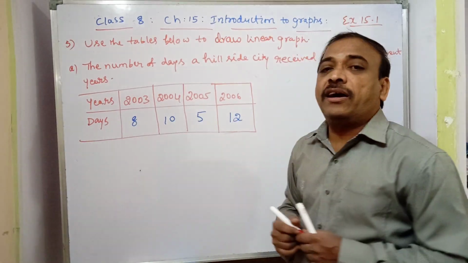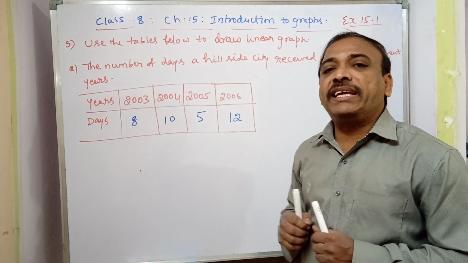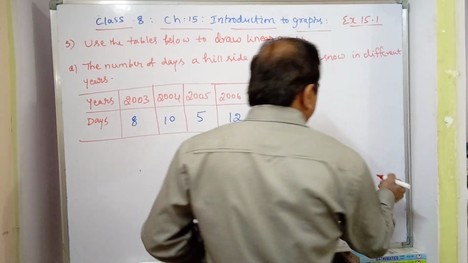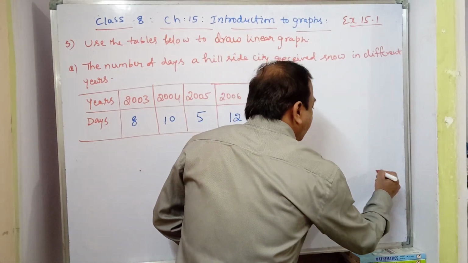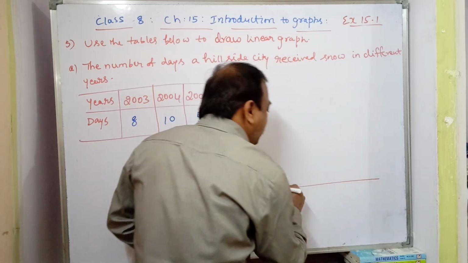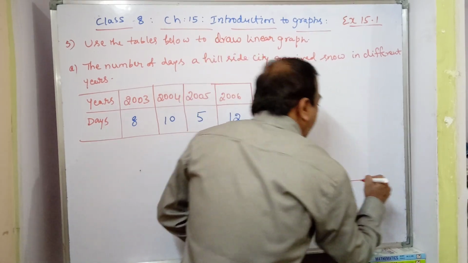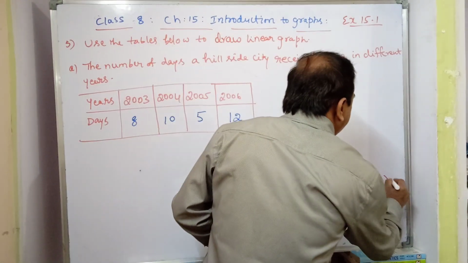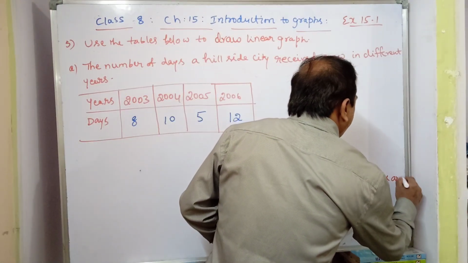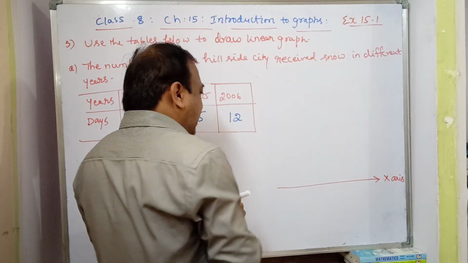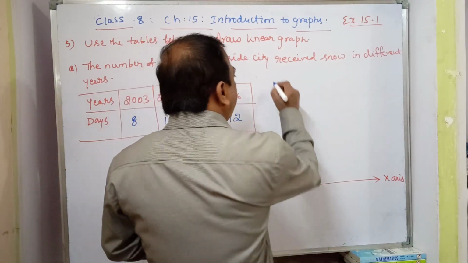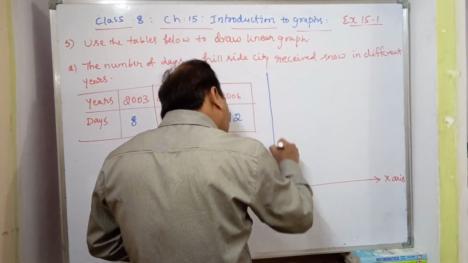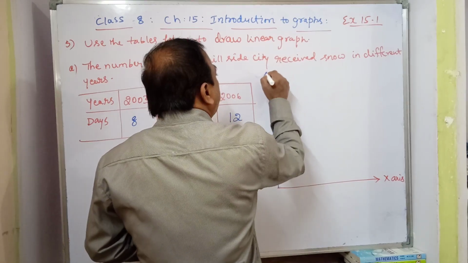So years we take on the x-axis and number of days we take on the y-axis. Observe the figure, how we are representing it graphically. The horizontal line is the x-axis, and the vertical line is called the y-axis. See the difference.